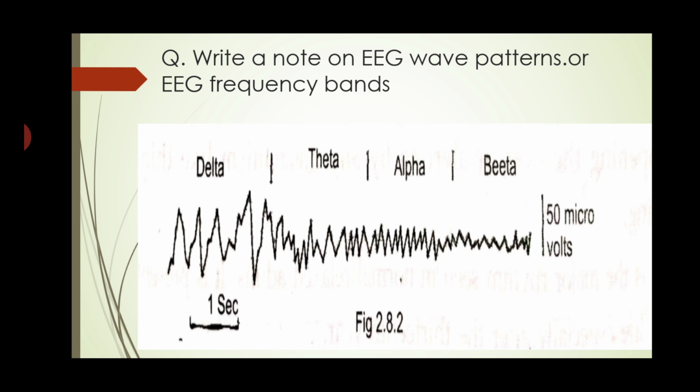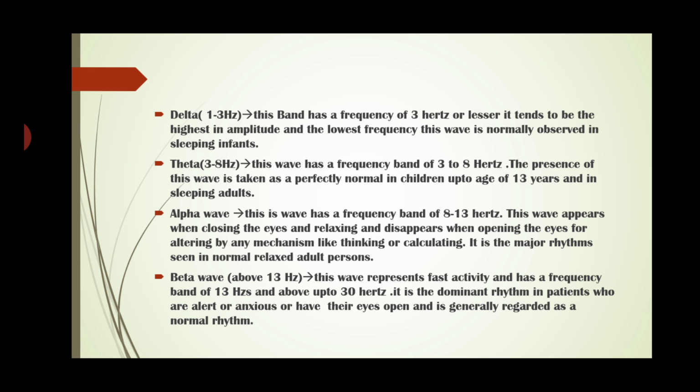Next we will see the frequency bands. We are getting the question on this. These are the different pattern bands of the frequency, that is beta, alpha, theta and delta. This frequency band you have to draw, and you have to give the explanation for each band.